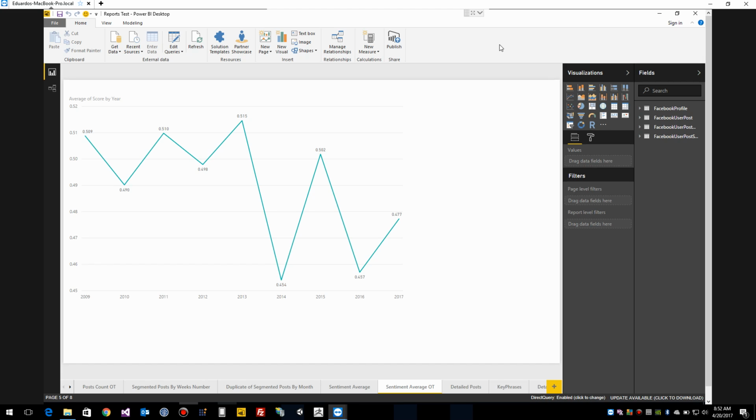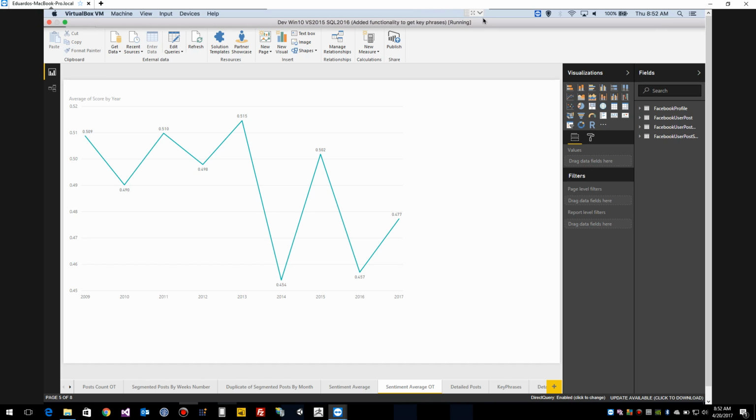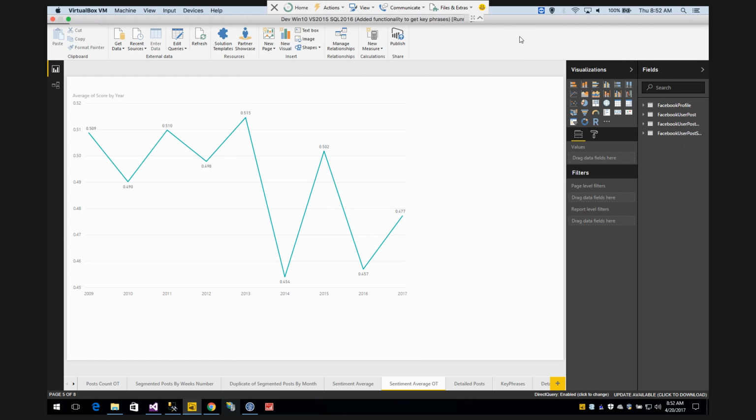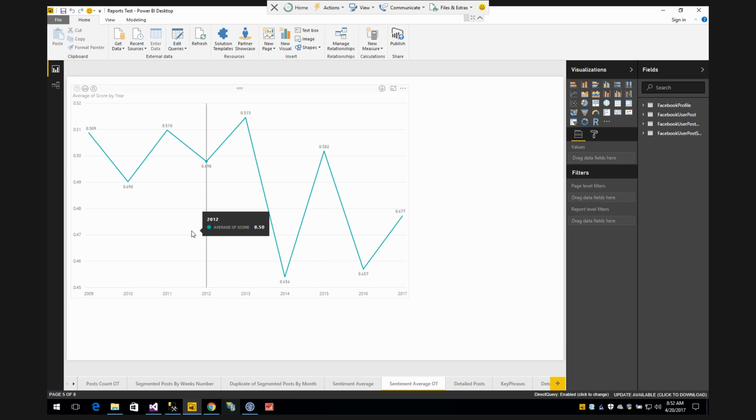Okay, my data is still importing, but we can already see some of the things I was mentioning. For example, we see in this graphic, which is named sentiment average over time, a line graph where you can see that in 2009 there is an average sentiment of 0.51.